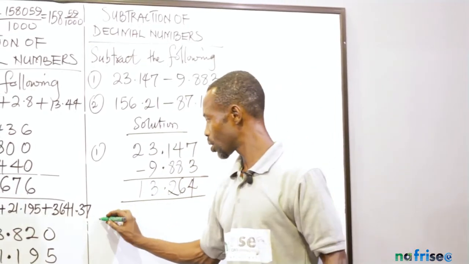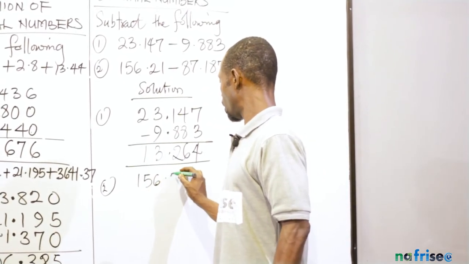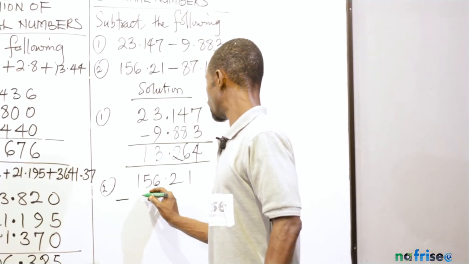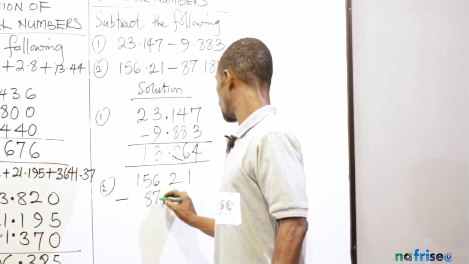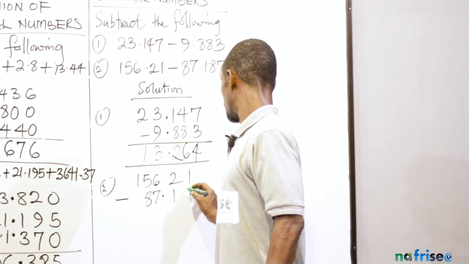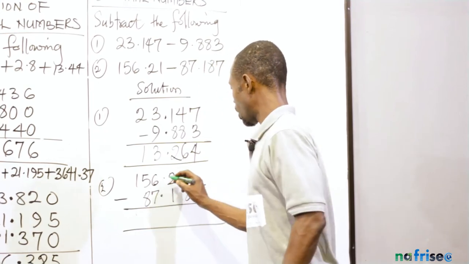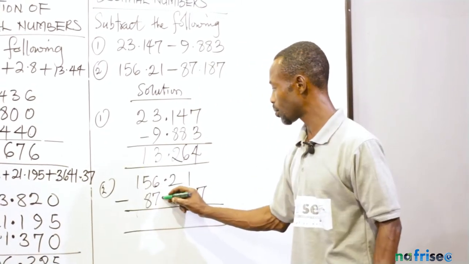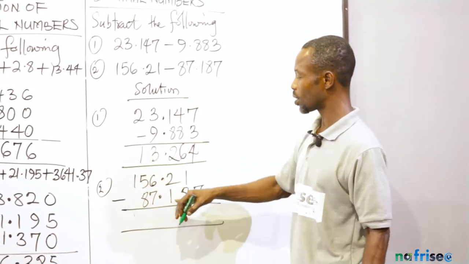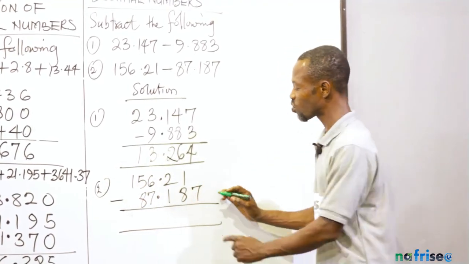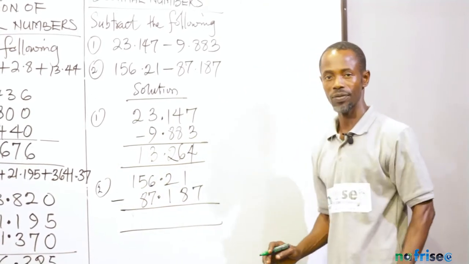So number 2, very interesting. I think you should look at this. 156.21 minus 87.187. Remember, it's the decimal point that guides your addition and the decimal point that guides your subtraction. So if I have 156.21 minus 87.187, don't try to choke the number in. Don't force it in. They have a place value. You must respect that place value.